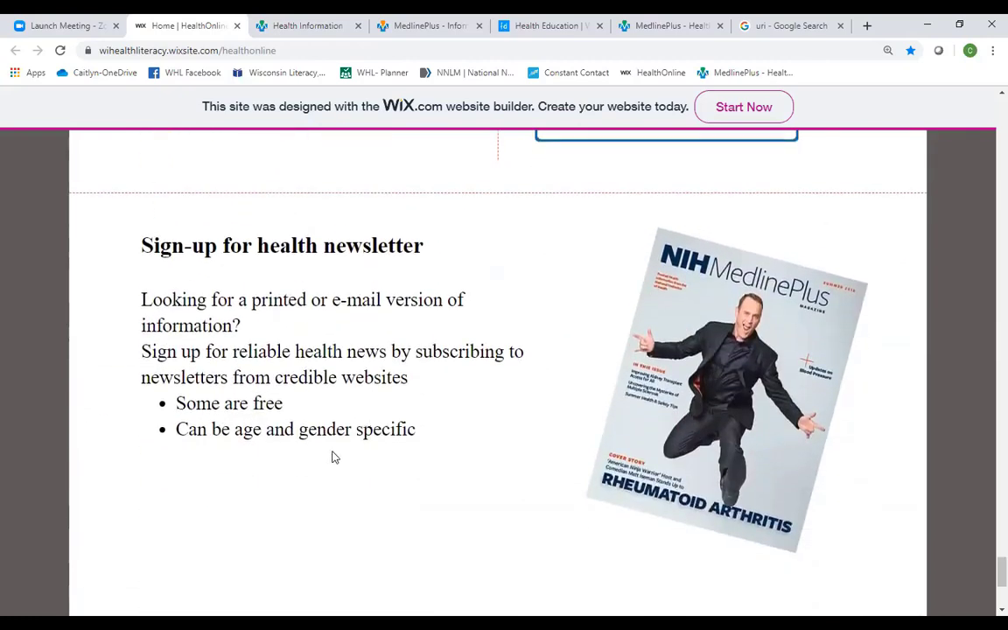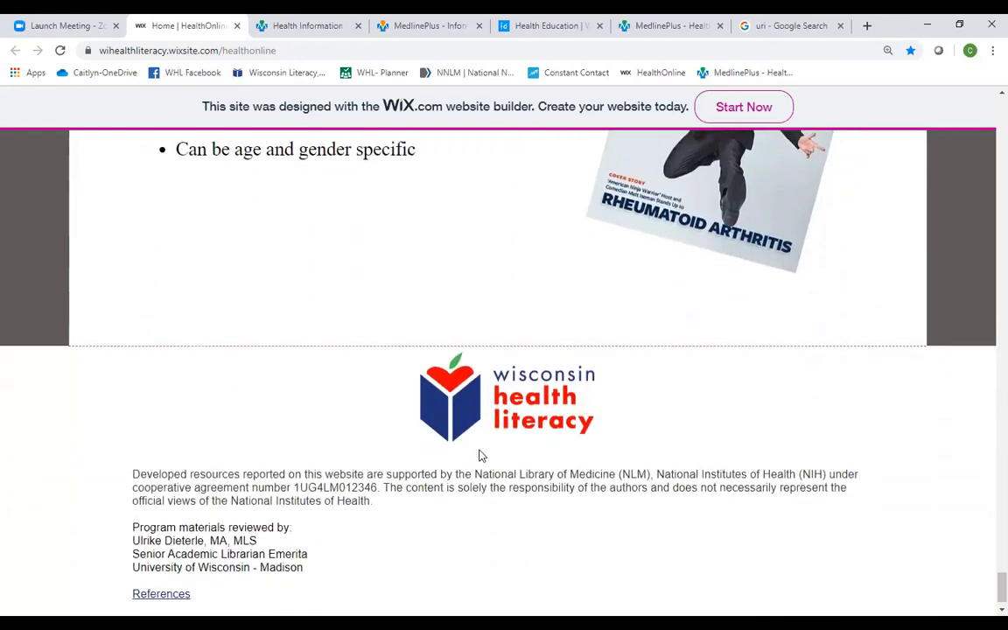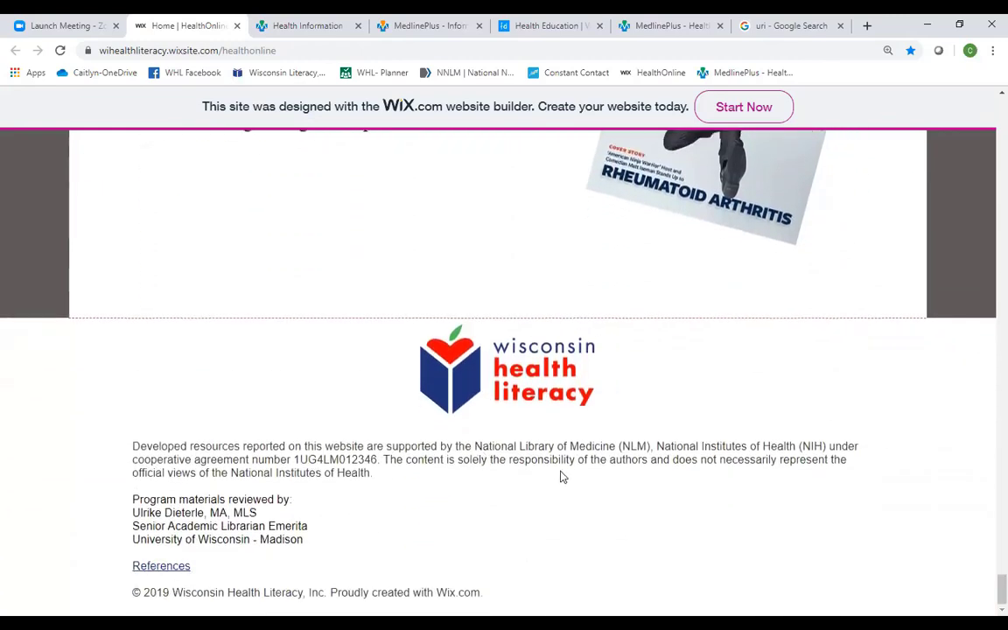And then for those that prefer to just have some magazines or e-newsletters, we do mention that websites do have subscriptions for these newsletters and emails, and we put in a little plug for NIH MedlinePlus information, but there are many of them out there. Some are free and some not. And then that's the end of the online program.